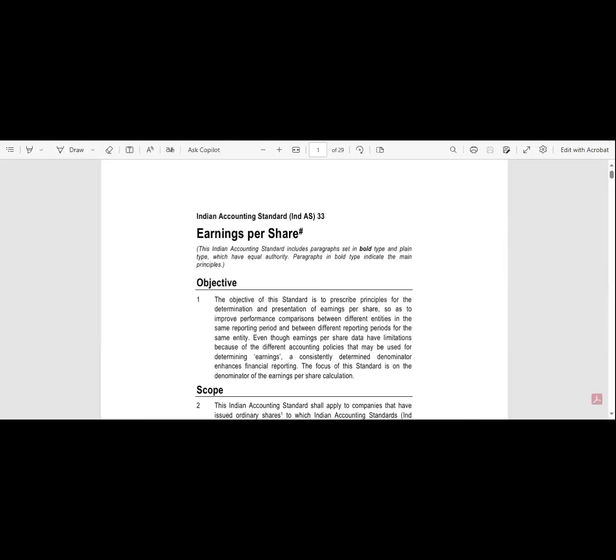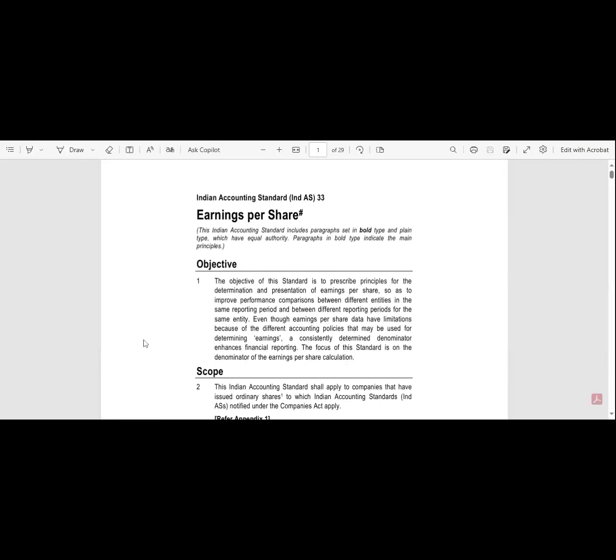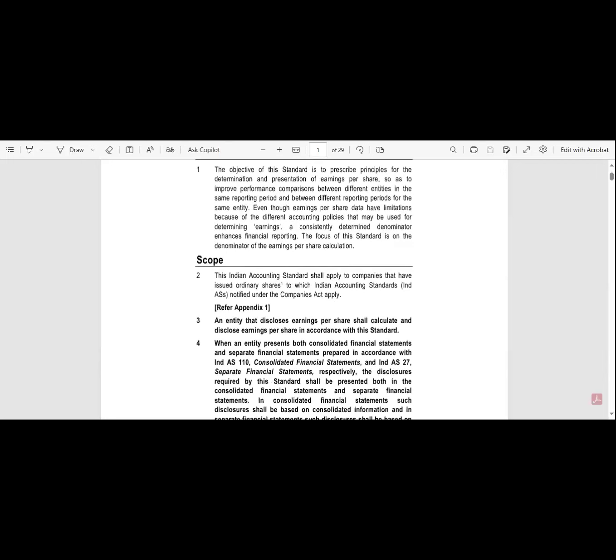How the number of shares of any particular company changes when the convertible securities convert into equity shares, into ordinary stocks, and how that impacts the value of EPS, the basic EPS and the diluted EPS. That we are going to understand. That is the main objective of the Indian Accounting Standard 33.